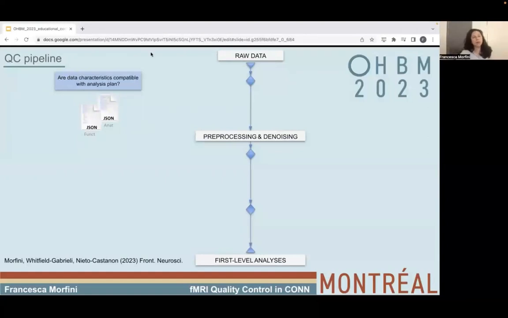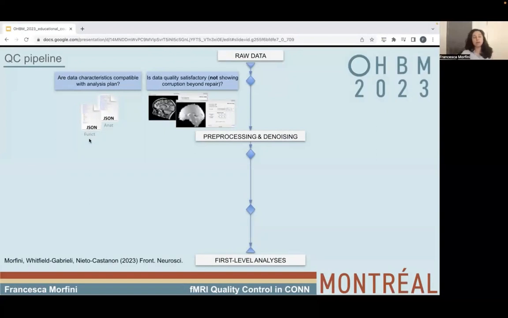This information can be gathered through various sources, one being, for example, the sidecar JSON files, or by extracting information from the data itself. This is also a good moment to start familiarizing oneself with the data by visually inspecting structural and functional data, with the goal, generally speaking, to look for issues which cannot be mitigated by preprocessing and denoising.